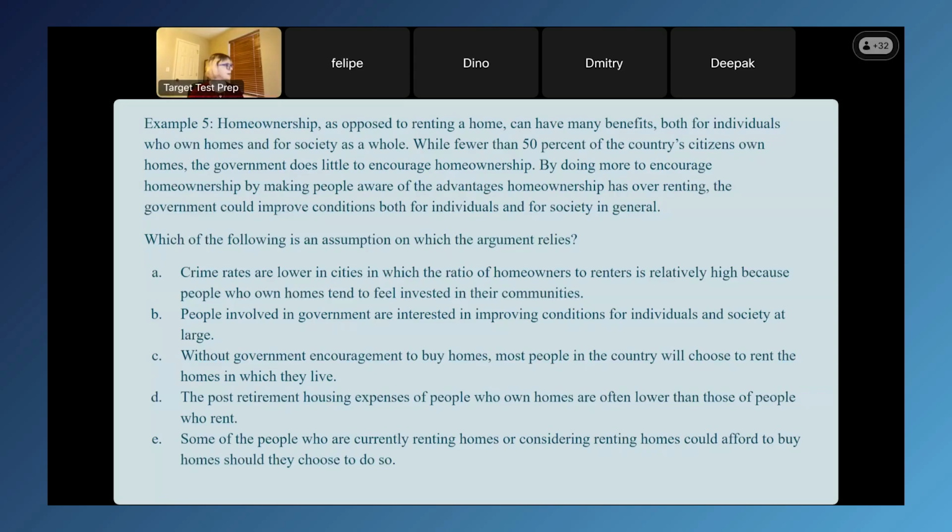So, one thing about C is, say that most people in the country would choose to rent the homes in which they live without government encouragement. That could still be true and they could still increase home ownership some. Even if 90% of the people would choose to rent without government encouragement, there could still be some people that chose to buy. It's just a little bit of a vague statement.